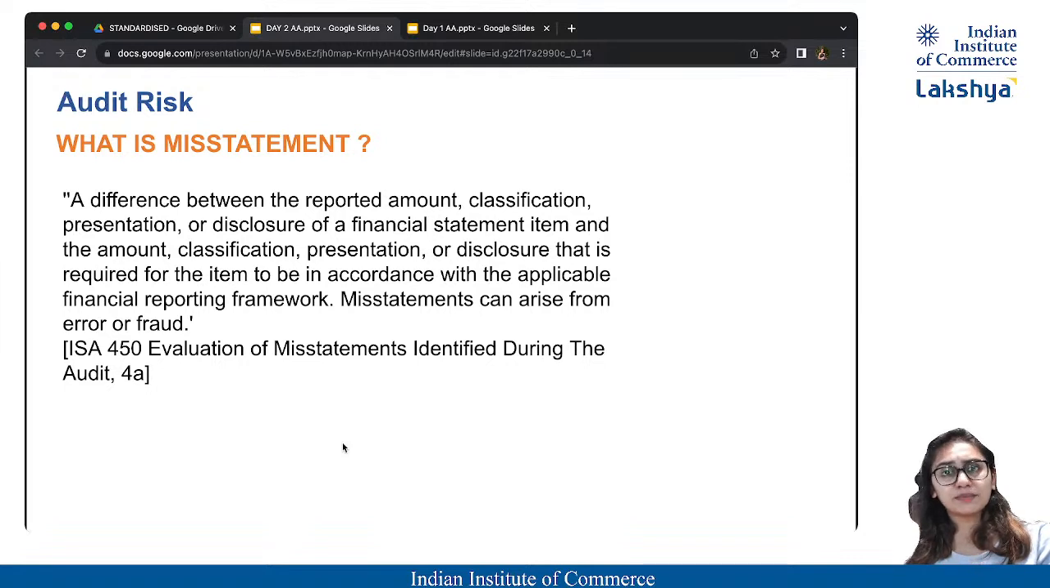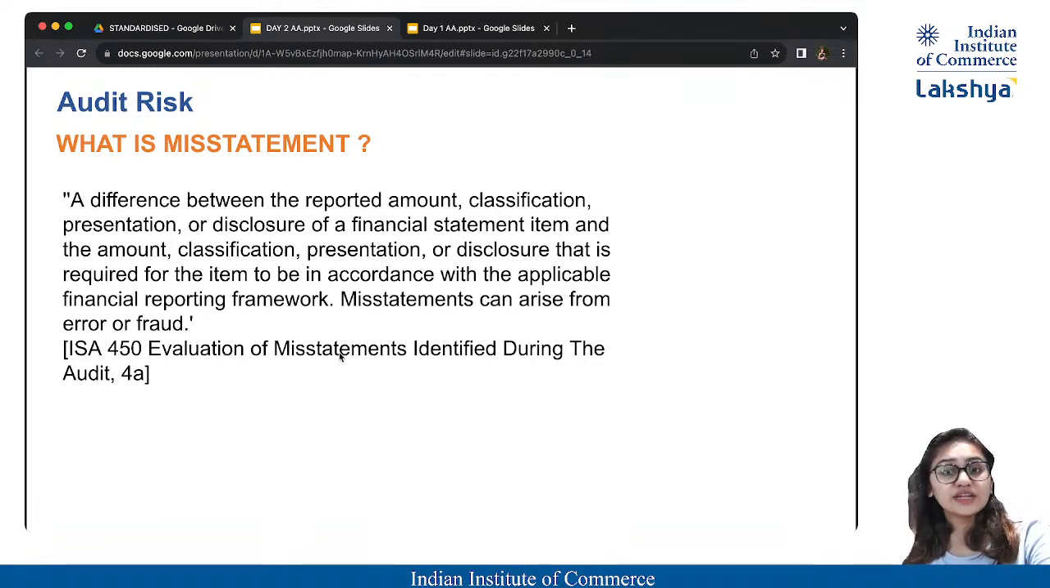And misstatement can happen. Misstatement means what? You're writing the wrong amount. Misstatement is the difference between the amount that you have written versus the amount that you should have written in the books of accounts. So this misstatement can either arise from error or fraud, wherein error is unintentional. It happened by mistake. You were not aware that you wrote 10 extra, or you wrote 10 less, because maybe you were in a hurry, or maybe you were very busy or whatever. And fraud is what? Purposely you wrote 10 extra so that you could extort extra money from that. So that is the difference between fraud and error.